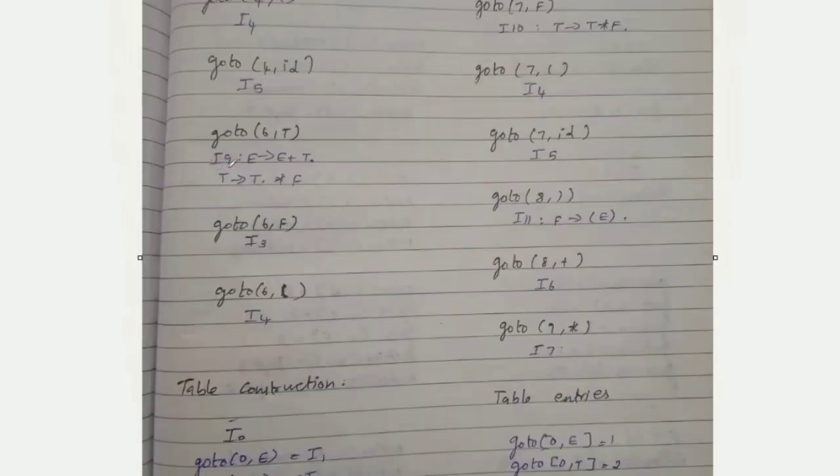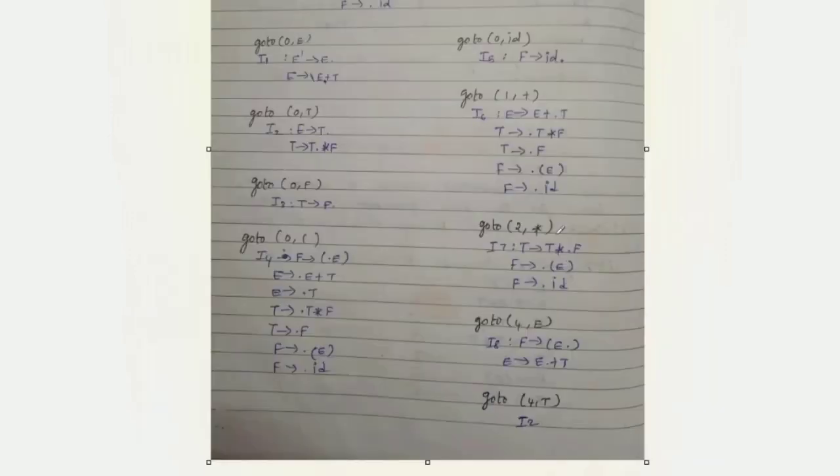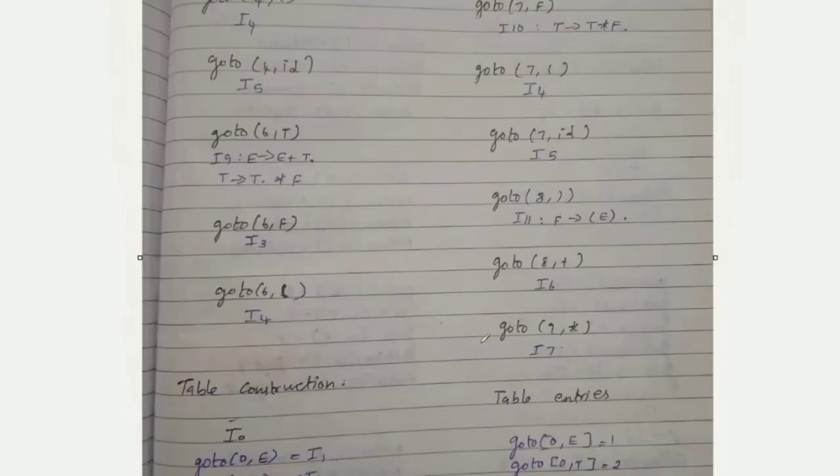Next item set 9, symbol name star. Then move dot, you will get the production T tends to T star dot F, which is already written in item number 7. Then write it here. Transition go to 9 comma star going to be I7.